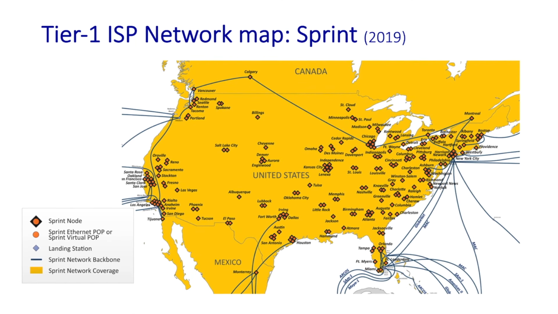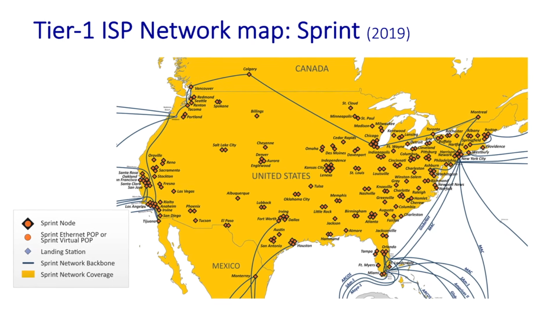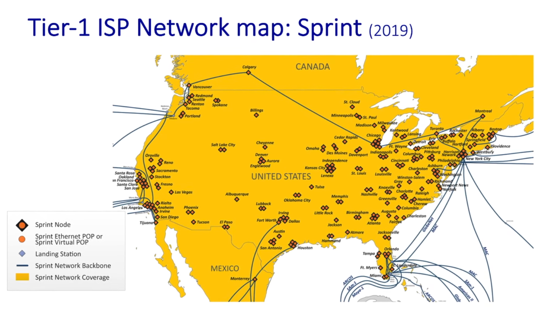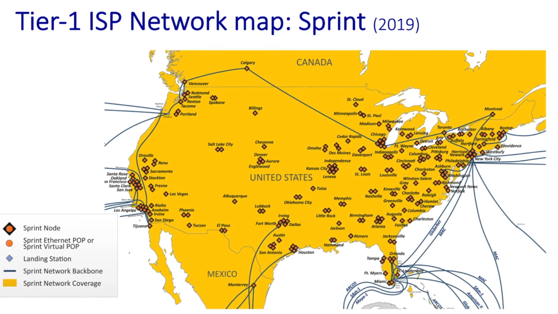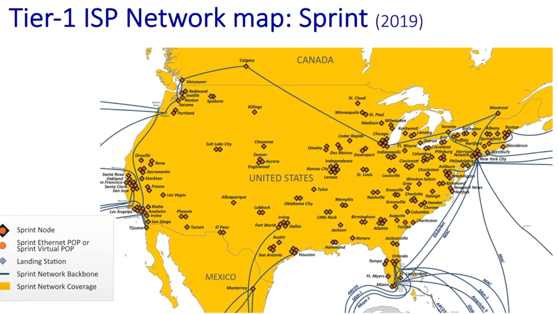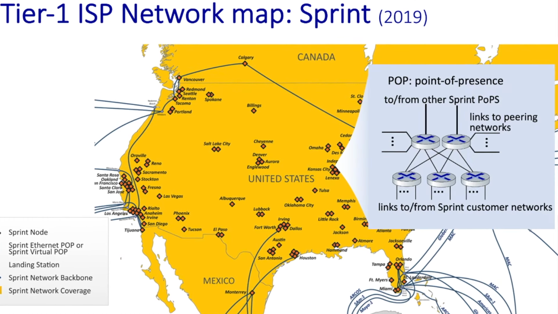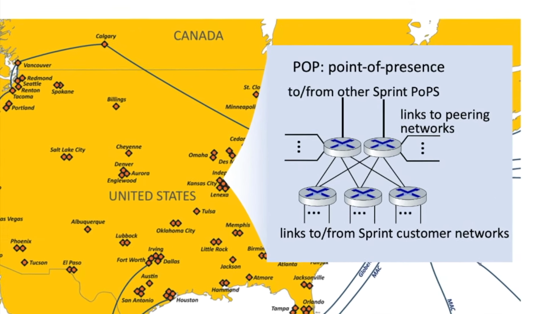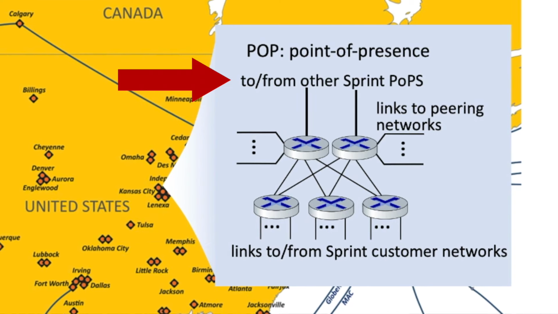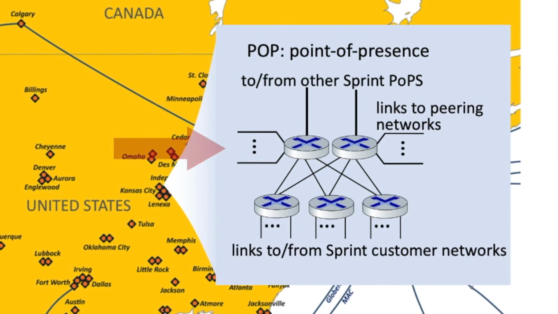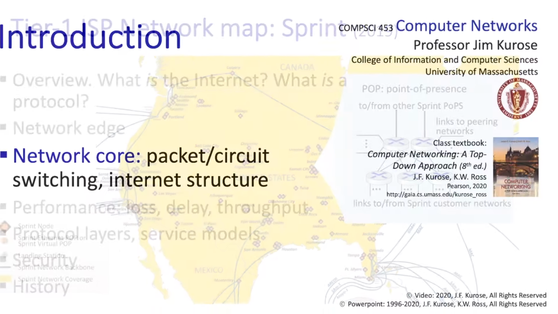And just to give you an idea of what a Tier 1 ISP actually looks like, here's a recent map of Sprint's US network. You can see the various international connections around the edge. Each of these Sprint nodes shown here is actually a collection of routers that together form a so-called point of presence, or a POP. Here's a blow-up of a POP where you can see a set of links that connect POP routers down to customer networks, another set of links that connect to other Sprint POPs, and finally a set of routers that connect to peering networks, for example, other Tier 1 networks.